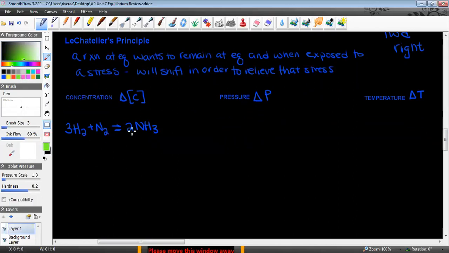All right, so let's say this reaction is at equilibrium and everybody's happy. And all of a sudden, I dump a bunch more nitrogen into the system. What does the reaction want to do? It wants to use up that nitrogen. So it's going to shift to the right to use up that nitrogen and make more ammonia.